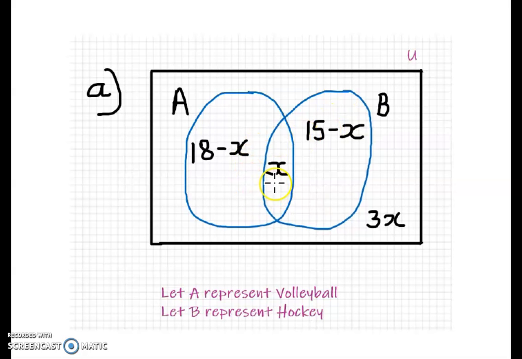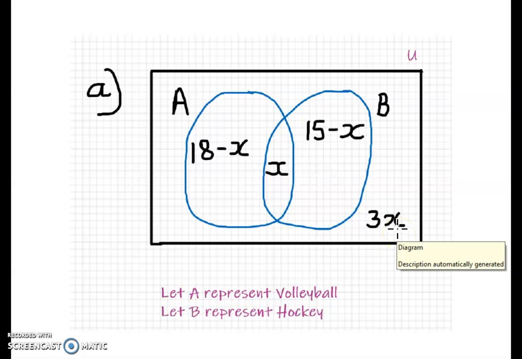We know that the numbers who play both are X. We have 18 members who play volleyball, so this region here is 18 minus X, and this region here represents the hockey only people. So 15 people play hockey, so it's really 15 minus X. 3X here represents the people who do not play hockey or volleyball. That's this region here, 3X.